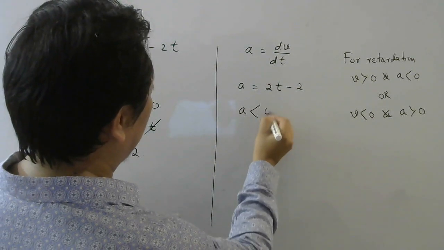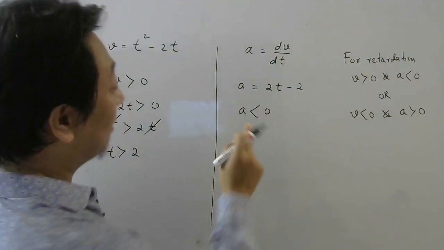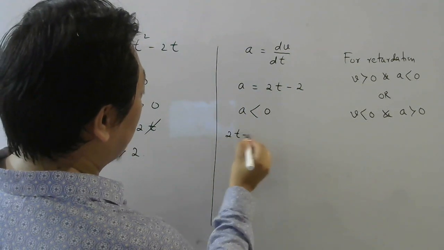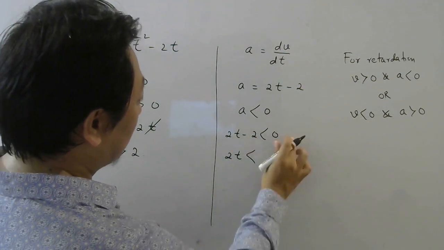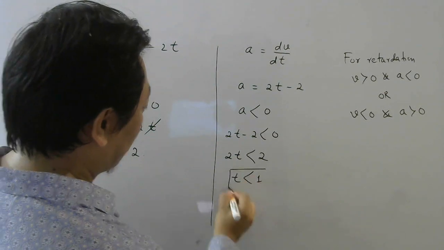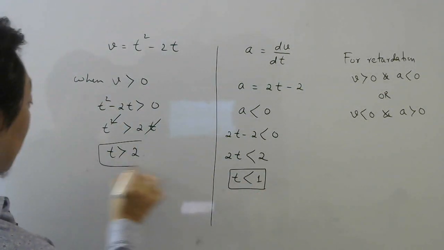Acceleration has to be negative, because if velocity is positive, acceleration should be negative, right? So for acceleration to be negative, what is the condition from here? 2t minus 2 should be less than 0. So 2t should be less than 2, the minus 2 will go there. So t should be less than 1. So t should be less than 1 and t should be greater than 2.